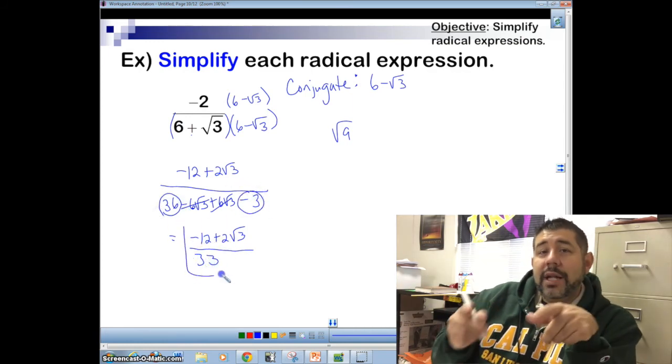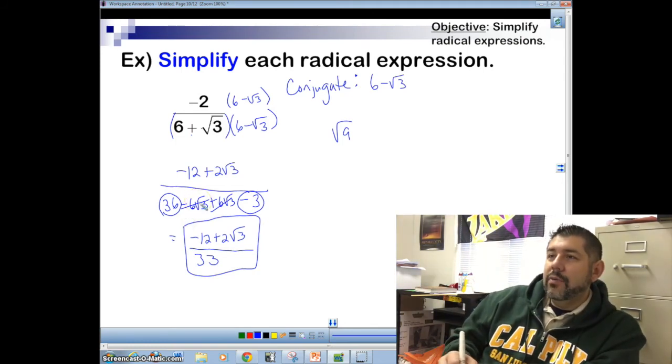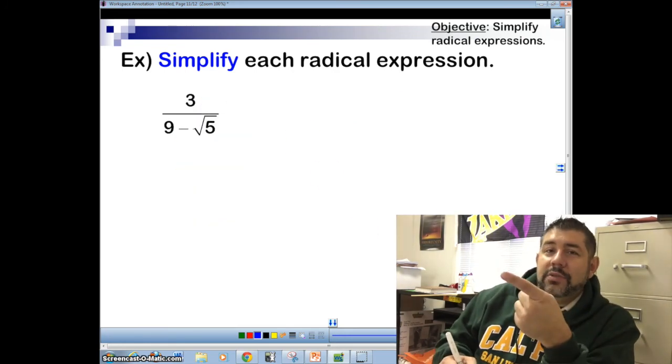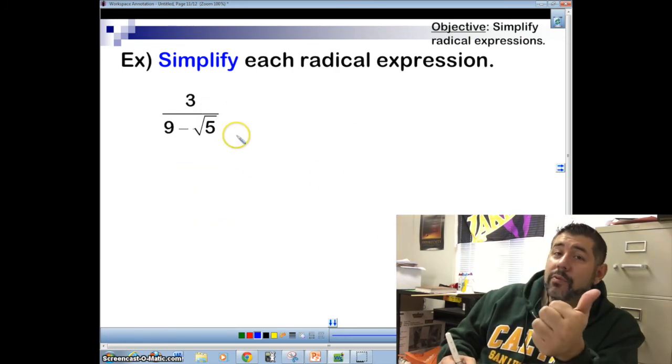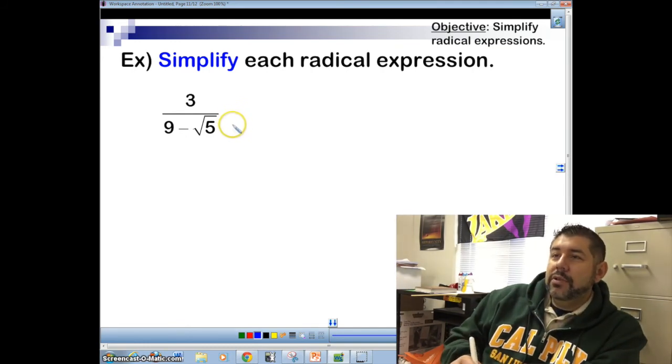So when you have a plus or minus on the bottom, you're going to multiply by the conjugate, which is just that. Okay, so here's another one. Why don't you try this one as a practice problem, just like I did the other one, and then come back and see what you can do, okay? All right, so let's do this. We're going to multiply by the conjugate. Remember, that's 9 plus root 5.